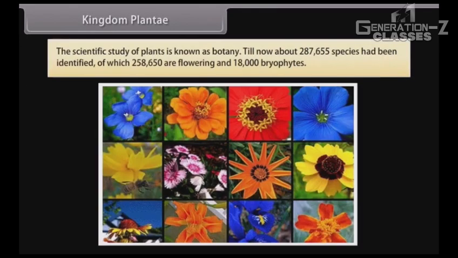The scientific study of plants is known as botany. Till now, about 287,655 species have been identified, of which 258,650 are flowering and 18,000 are bryophytes.